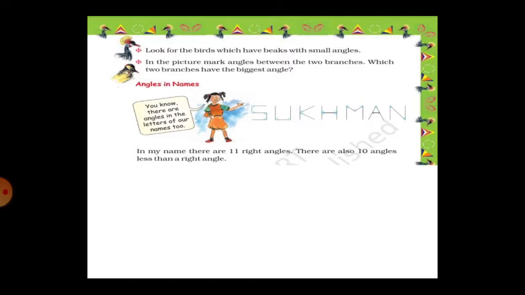Look for the bird which has a beak with a small angle. See this bird, it opens its beak a little bit, so it is a small angle. In the picture, mark the angle between the two branches. Which two branches have the biggest angle? So many branches you can see for that bird. Which is the biggest angle, which is the smallest angle, you can observe here.